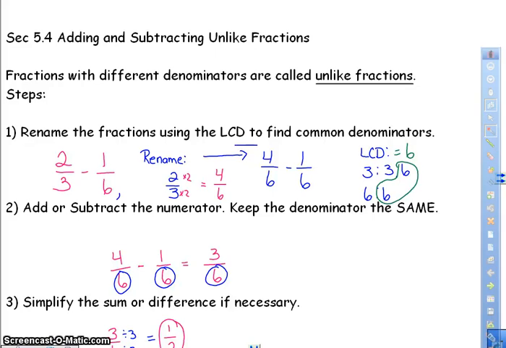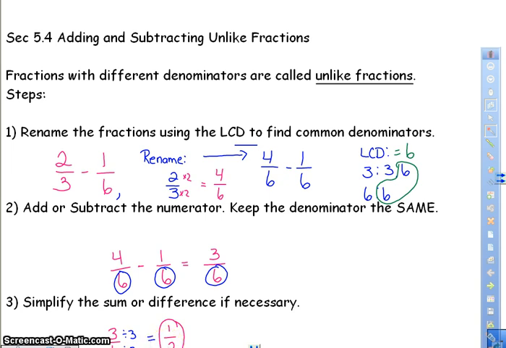Well, yesterday we studied adding and subtracting like fractions. So today we're going to go over adding and subtracting unlike fractions. Fractions with different denominators are called unlike fractions. And we talked about this yesterday. With like denominators, they are called like fractions. Different denominators, they're called unlike fractions.